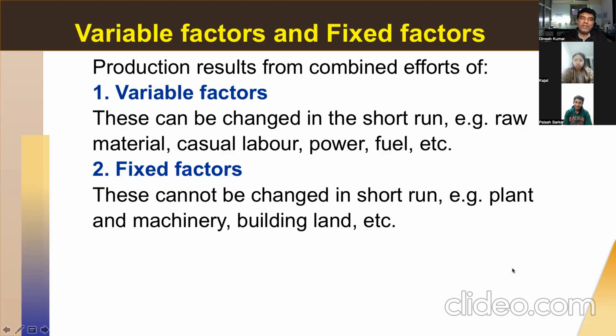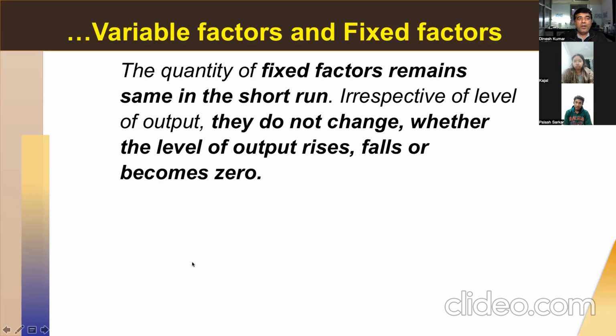For example, raw material, casual labor, and power, fuel. Fixed factors cannot be changed in the short run. For example, plant and machinery, building, and of course, your cow. Now, the quantity of fixed factor remains the same in the short run, irrespective of the level of output. Means fixed factors do not change, whether the level of output rises, falls, or becomes zero.